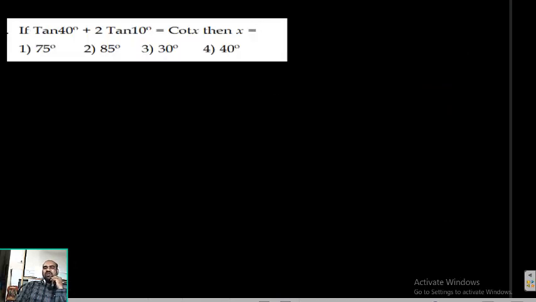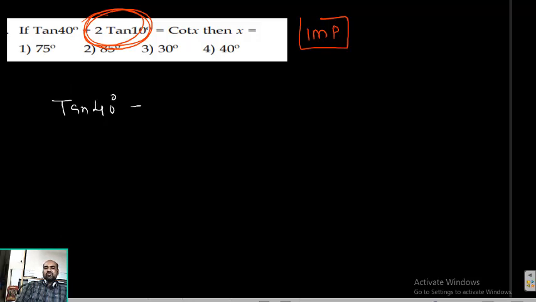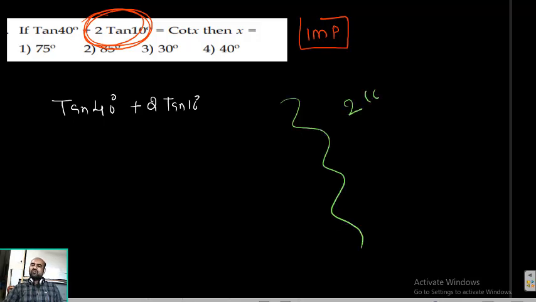Next important model I explained, another of this type. Here you want cot, not tan. Cot you want. Tan, I will change the color now. Tan 40 plus 2 tan 10. Important concept for the problem: what is that? 2 cot 2 theta equals cot theta minus tan theta. Proved one.